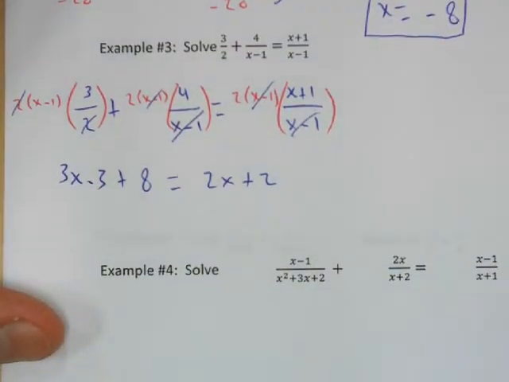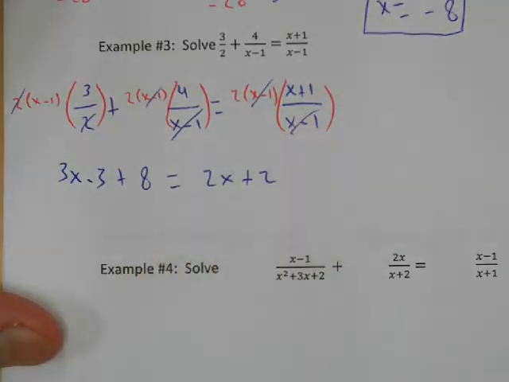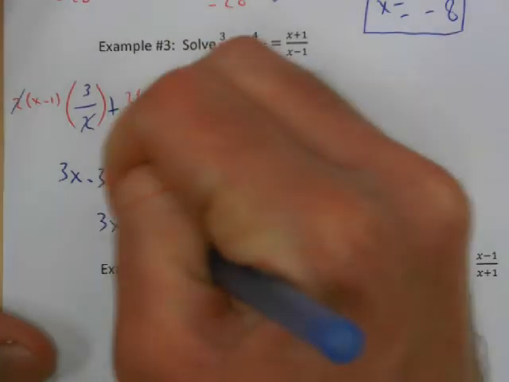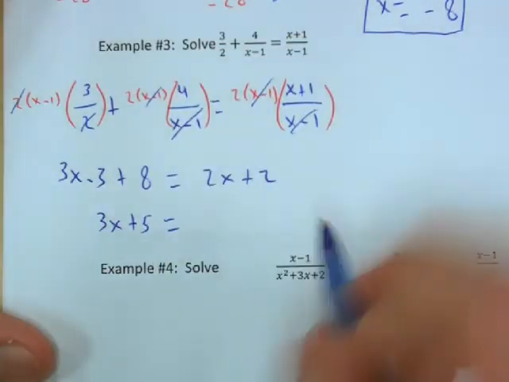All right, so again, here we have an equation with no fractions. This is going to be a lot easier to solve. Let's start by combining like terms. 3x minus 3 plus 8 is 3x plus 5. And then that didn't change over there.